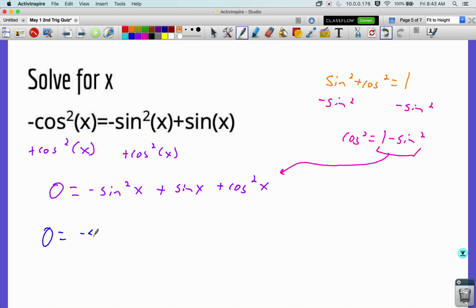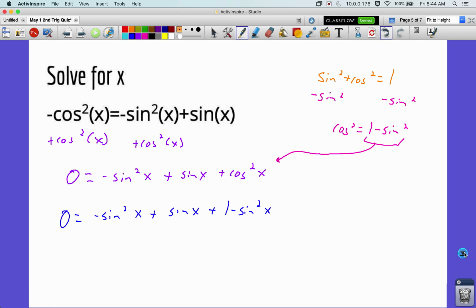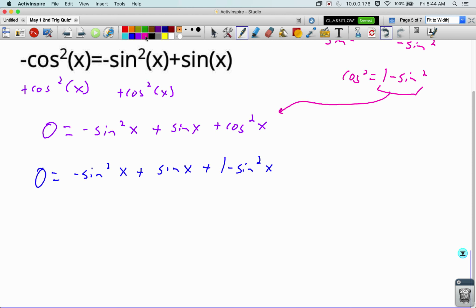So 0 equals negative sine squared x plus sine of x plus 1 minus sine squared x. Let's go ahead and combine like terms. So now I've got 0 equals negative 2 sine squared x, these coming together, plus sine of x plus 1.